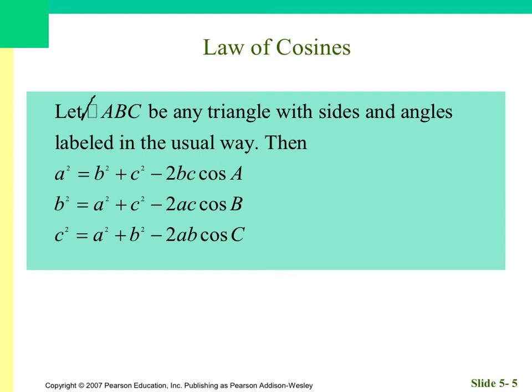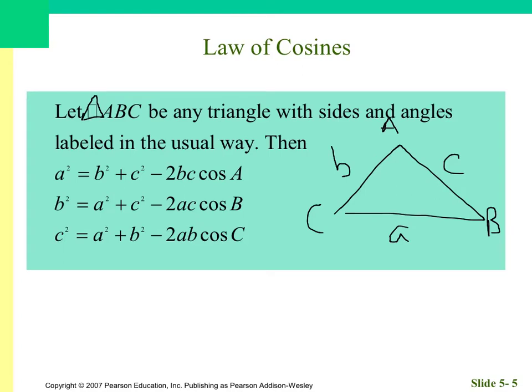I guess this messed up again. That should say triangle ABC is a triangle with the sides and angles labeled the usual way. So what they're saying is there's A, there's B, there's C. So notice a squared equals b squared plus c squared minus 2bc cosine A, and b squared, c squared, and the rest are the other ones.